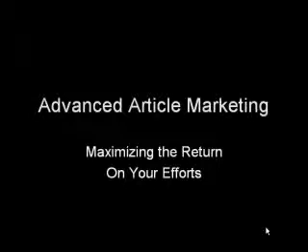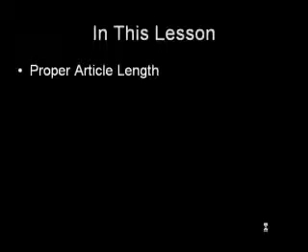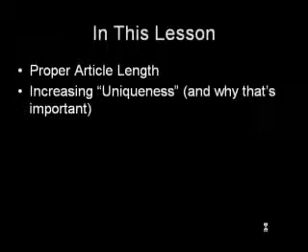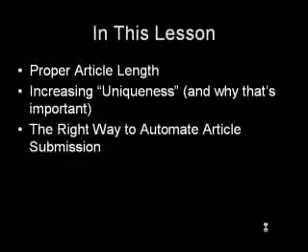So first thing we have is, next slide. In this lesson, of course, we're going to talk about proper article length. We will talk about increasing the uniqueness of your article and why it's important to try and get unique articles. Here's a hint. It has to do with getting more links back to your site. And the right way to automate article submission. There are some wrong ways to do it, and actually I'm not going to talk about those because that's just focusing on the wrong thing. But basically this is a good way to do it, and you'll see what that is in this video.